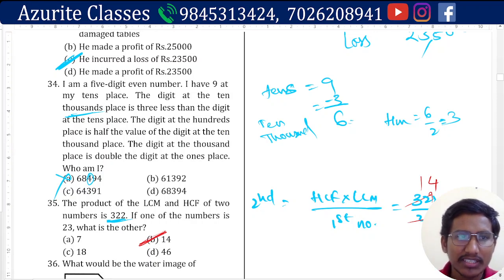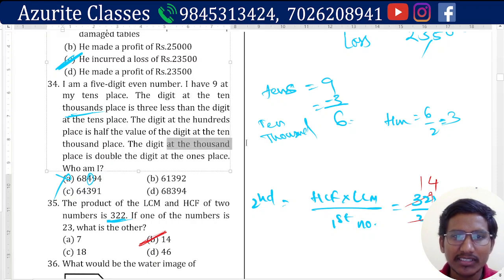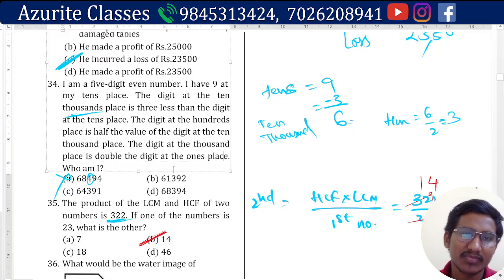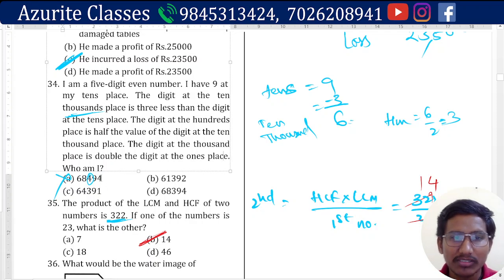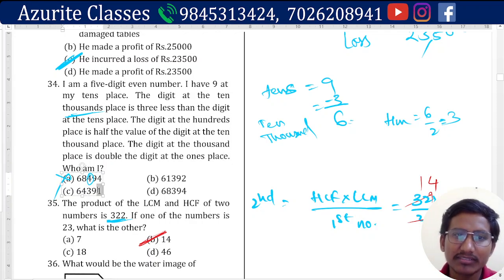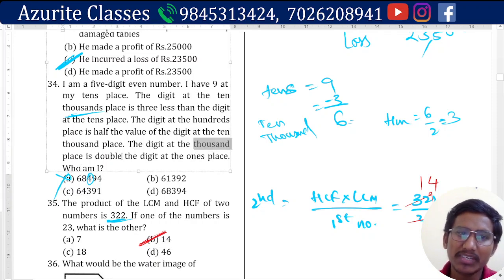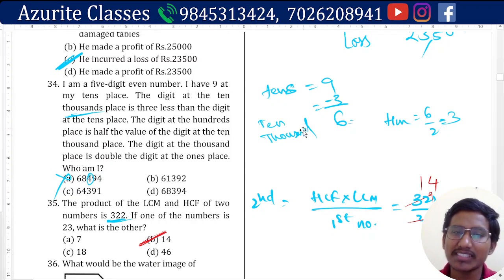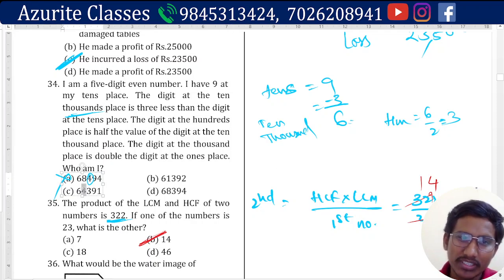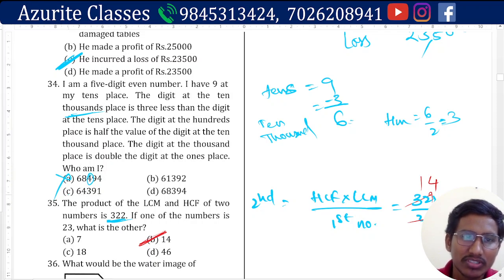Next, what they are asking: the digit at the thousands place is double the digit at the ones place. So it should be double. So here 9, then hundreds place. So the thousands place is double the digit of the ones place. Here the thousands place will be 4, and 1 and 4 is not double, it is 4 times. So C is not the answer.